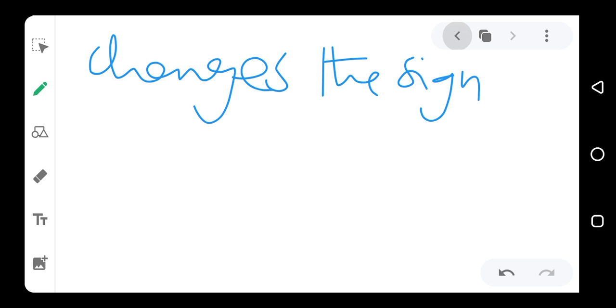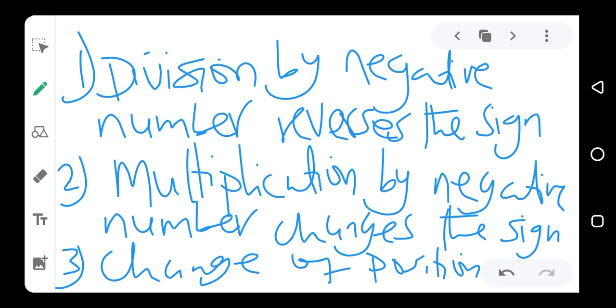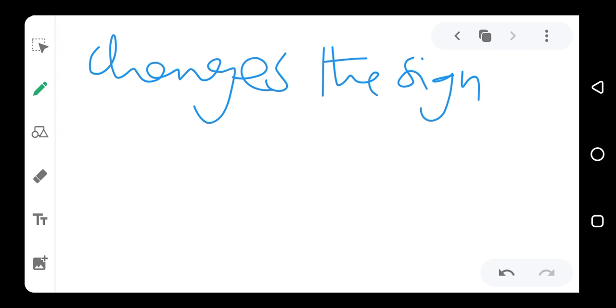So these three rules are important when solving inequalities. Number one, if we divide by a negative number, we are going to change the sign. Now, what this means is this: if we have minus x is greater than 2, now here we want to clear the negative sign here.